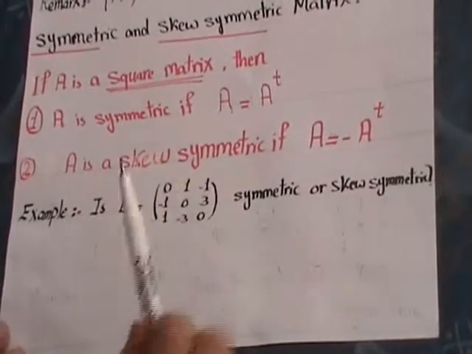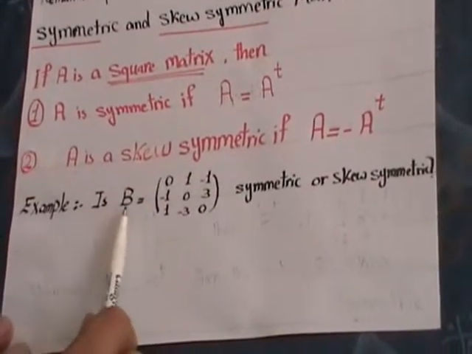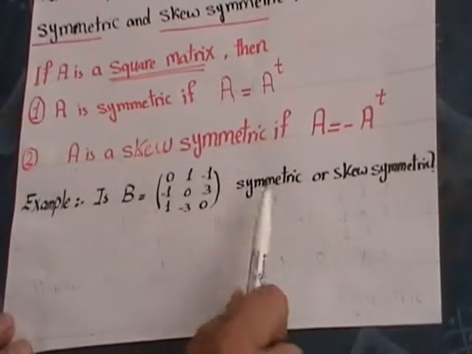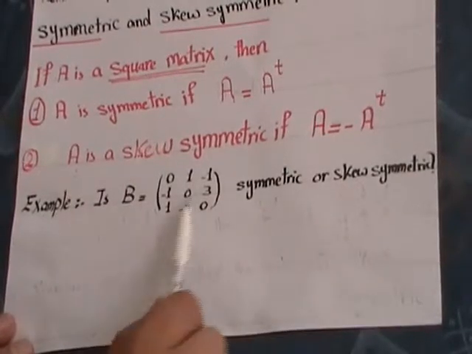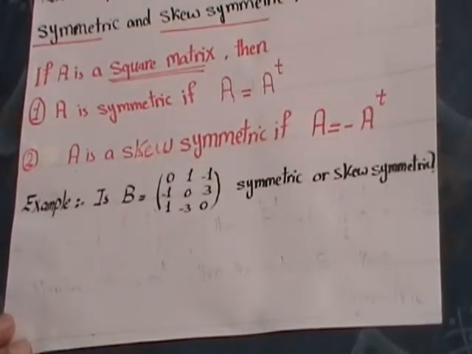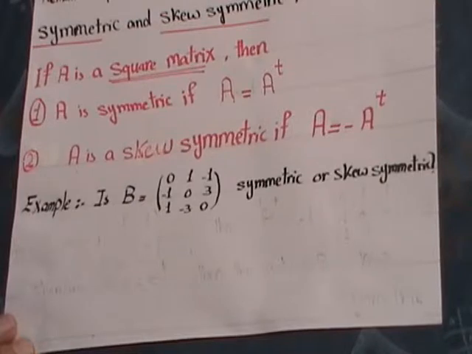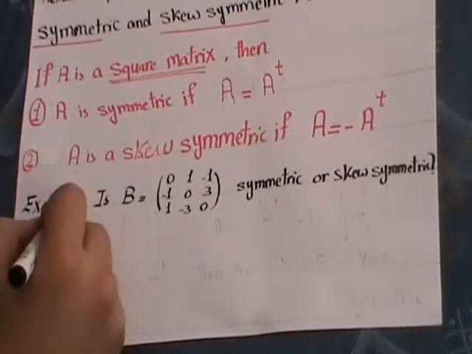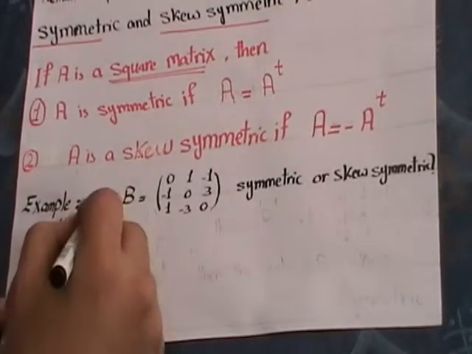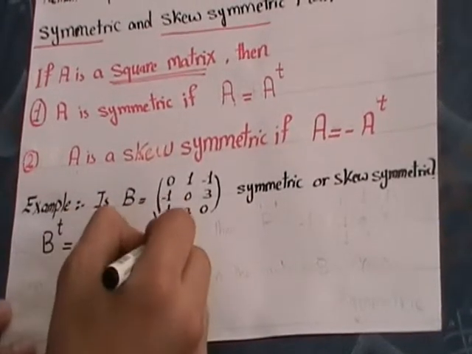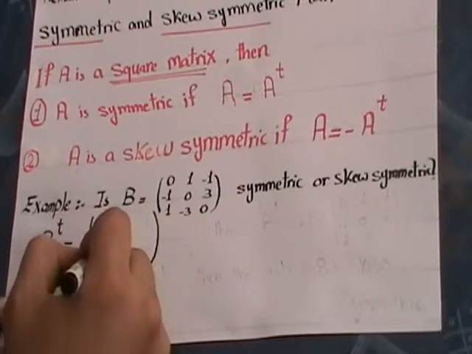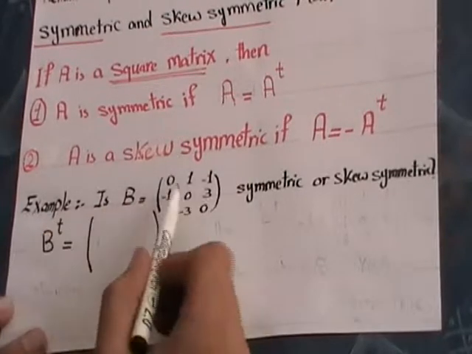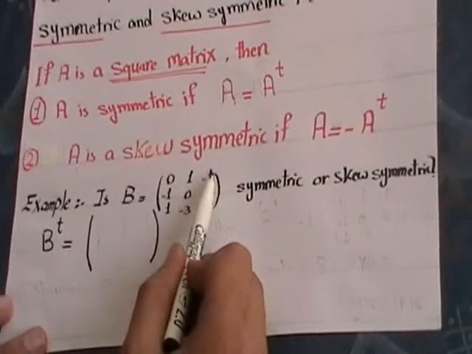We're going to the last example. Is the matrix B symmetric or skew symmetric? We have here the matrix B. To decide whether B is symmetric or skew symmetric, we must first get B transpose. Excellent. How can we get B transpose? We change each row to be a column.